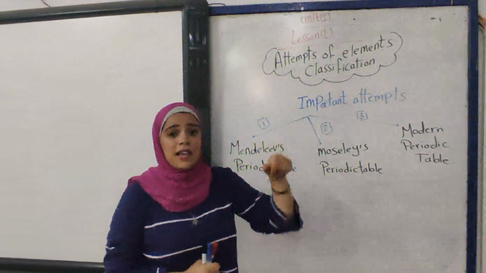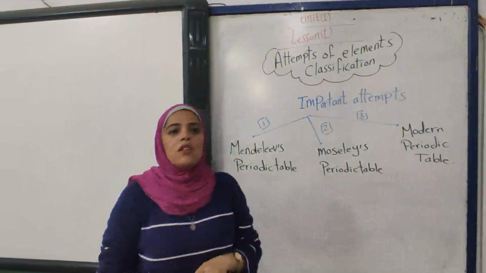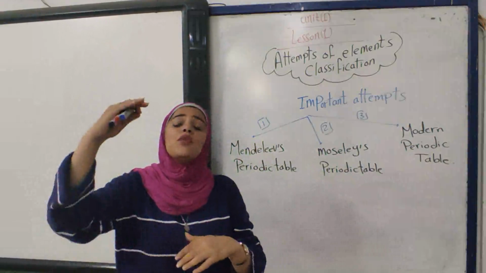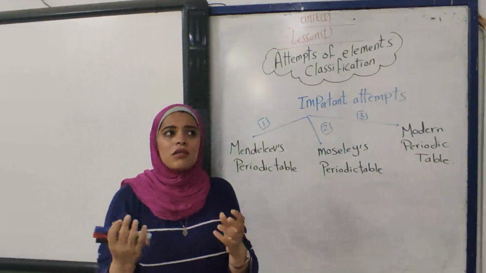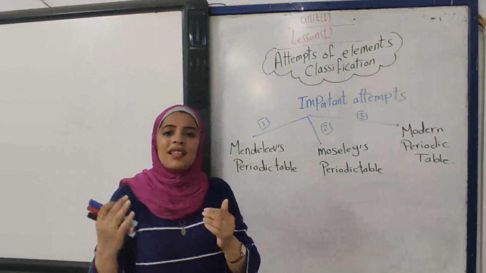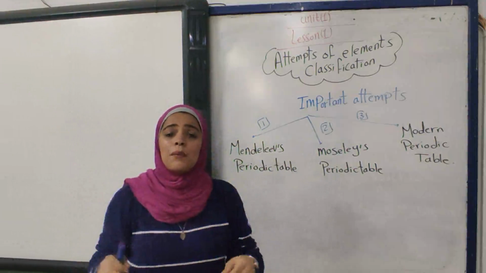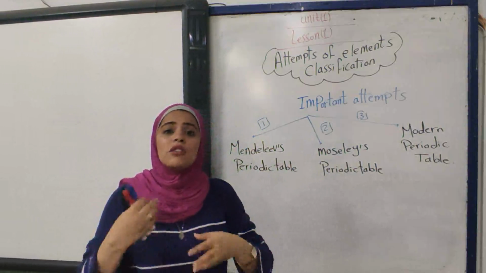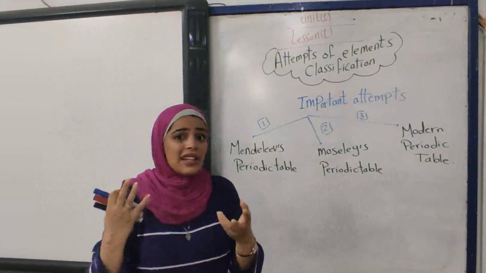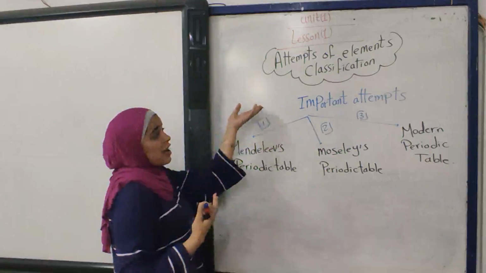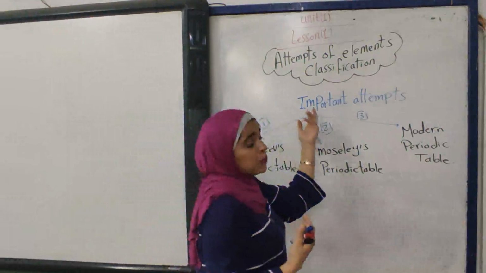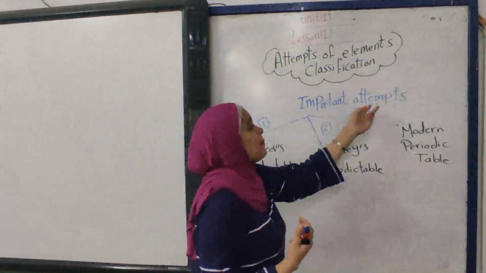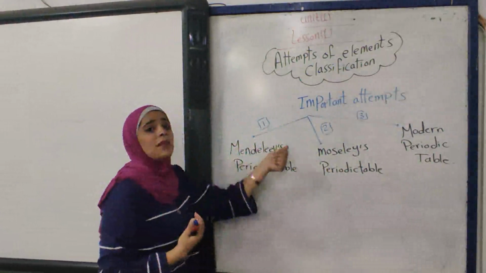Before the important attempts, I take a part. When the number of elements increased, the scientists arranged them in ascending order in the periodic table. Why? Because it facilitates their study. Now I will talk about the important attempts.